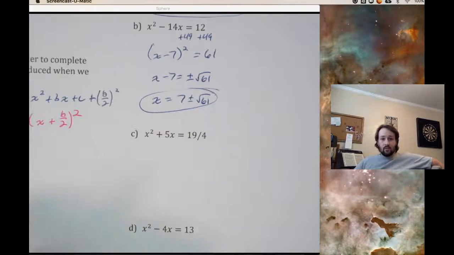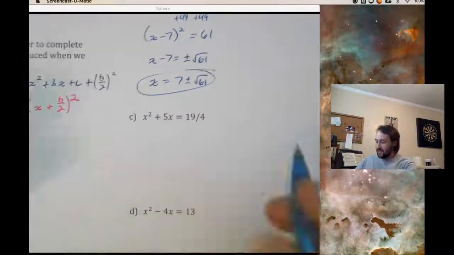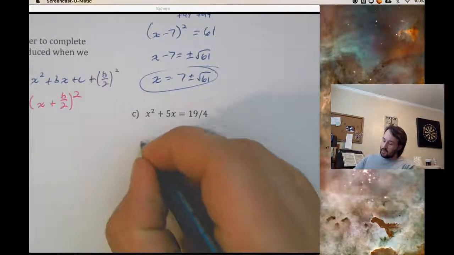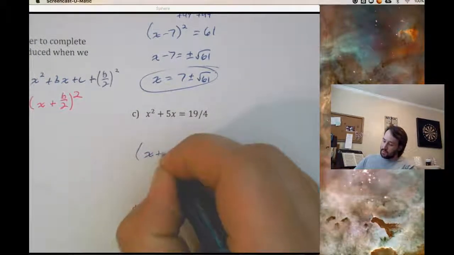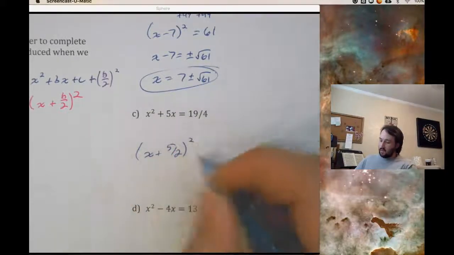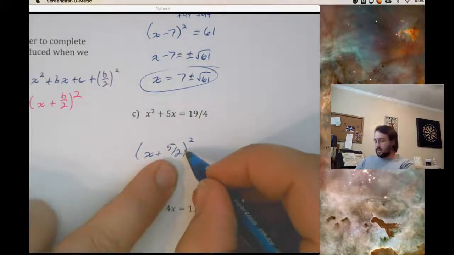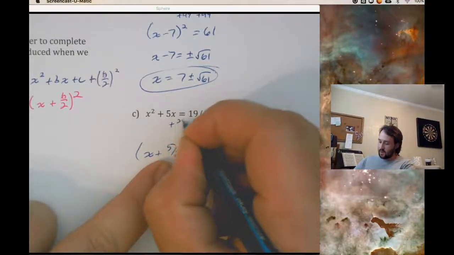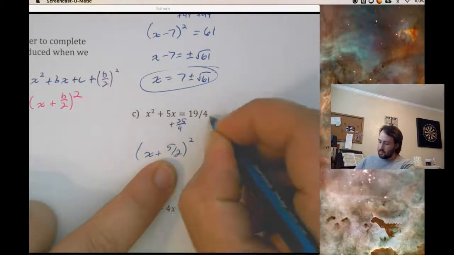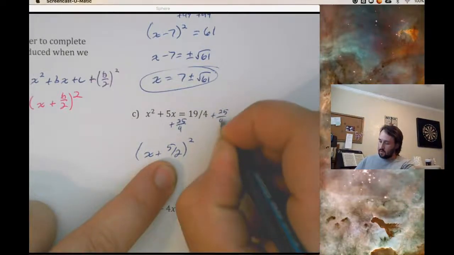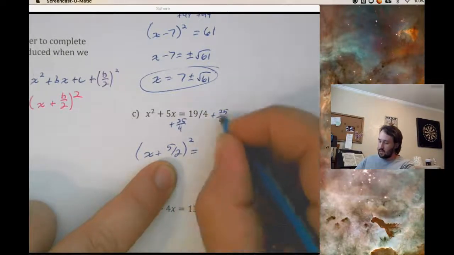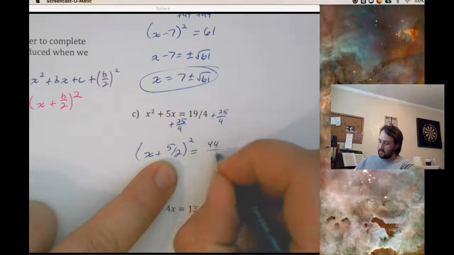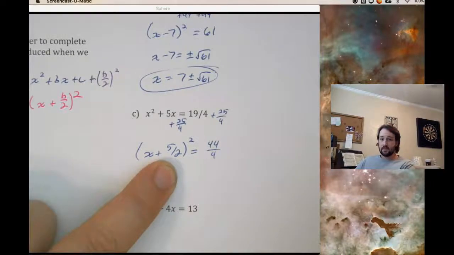All right, so here's one with fractions. Oh yeah, we love fractions. But don't let them freak out. It's the same sort of stuff. So still, take that x plus 5 divided by 2. Now what number, in order to create this factor right here, I need to add to this side. So 5 squared is 25, 2 squared is 4. So I added 25 over 4 to both sides. So this equals now 25 plus 19 is 44. So 44 divided by 4, which is a nice number, it's 11.